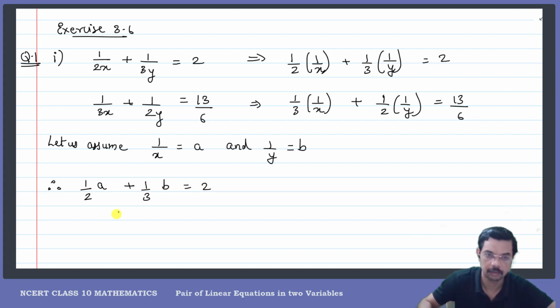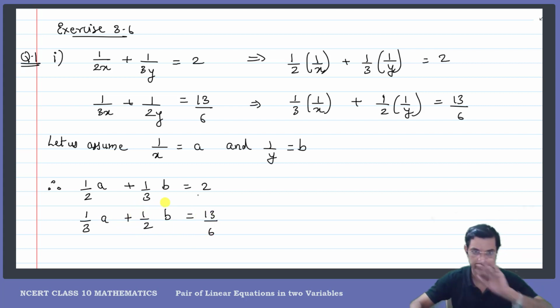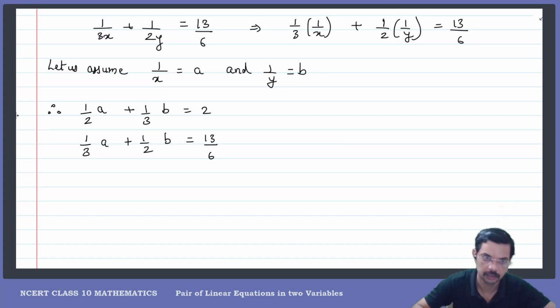And the second equation becomes 1 by 3 into a plus 1 by 2 into b equal to 13 by 6. Is that clear? Now multiplying by 6, which is the LCM, the first equation becomes simplified. I am multiplying by 6 throughout.